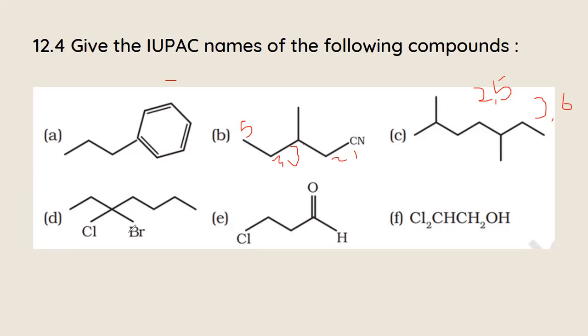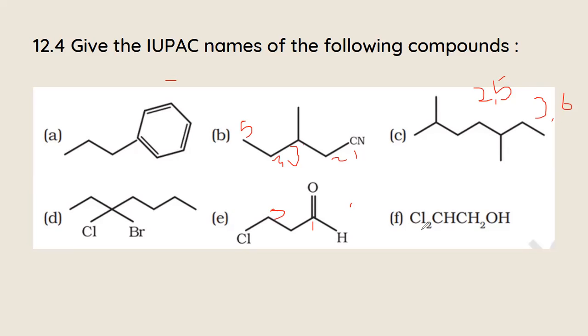The last but one. Here we have 2 functional groups. One is an aldehyde, one is a chloro. Obviously the aldehyde has more priority and it becomes the principal functional group of this compound, and it gets the number 1. So 1, 2, 3. The third carbon atom has a chlorine attached to it. So 3-chloro propanal, because it's an aldehyde. OL is an alcohol, Al is an aldehyde.